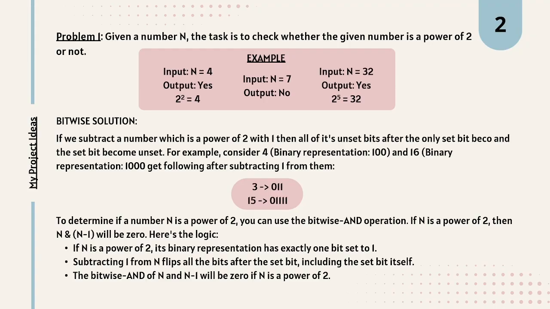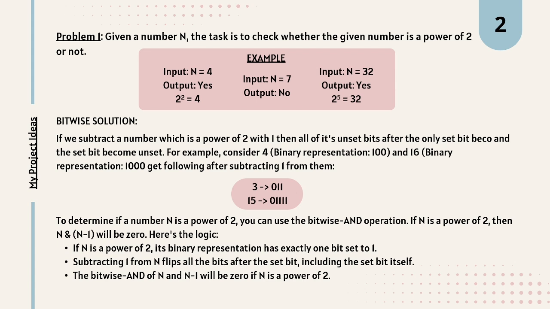A number is given, that is n. Your task is to check whether the given number is a power of 2 or not. Very simple. If the number n is equal to 4, you know that 2 squared is 4, so the output will be yes. If the user gives the input 7, you know that it's not a power of 2, so your output is no. If n equals 32, you know it's 2 raised to the power 5, so your output is yes. Simple.